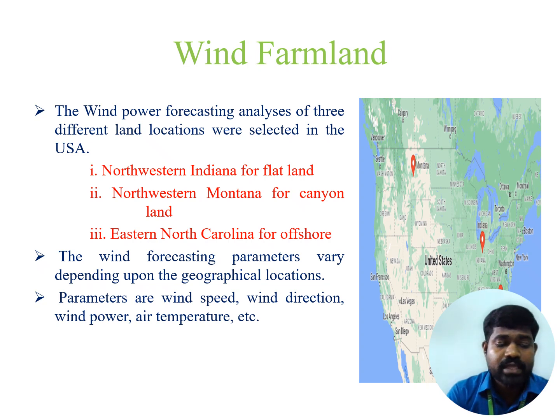The wind forecasting parameters vary depending upon the geographical location. The wind forecasting parameters are wind speed, wind direction, pressure, and air temperature. These forecasting parameters are uploaded to the System Advisor Model software to generate the results for the different locations.